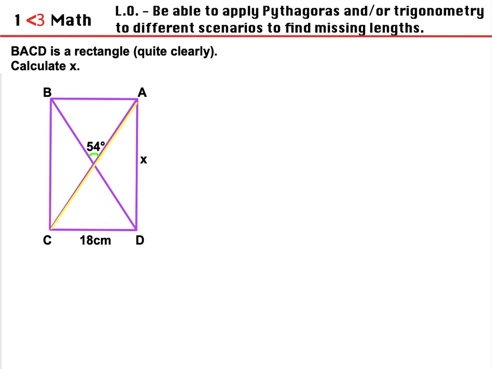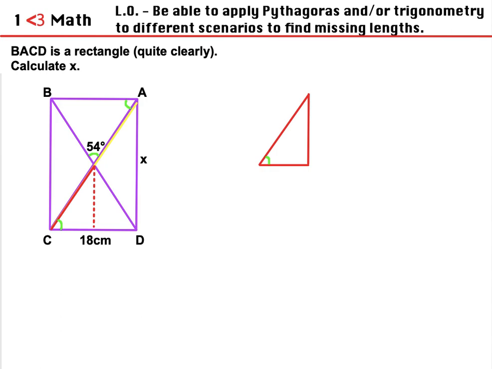So what can I do to find that? Well, I've got information that one angle is 54 degrees. I can possibly use that to find the length of the red line that I've just drawn. So I'm thinking maybe trigonometry at this point. How could I do that? Well, I've got this triangle here, and I know that the base of this triangle is going to be 9 centimeters because it's half of 18.